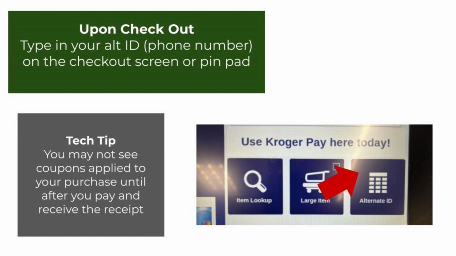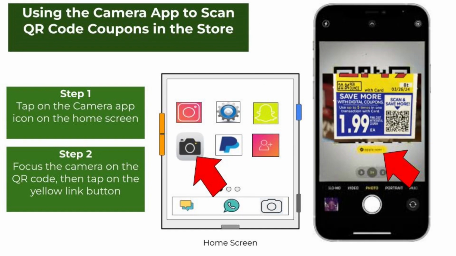Another thing to know is that you might not see your coupons applied to your purchase until after you pay and receive the receipt. Before I show you how to find your Alt ID, another way to clip coupons is by scanning the QR code coupon in the store. A QR code is a pixelated black and white square under the words Scan and Save More on the picture to the right.